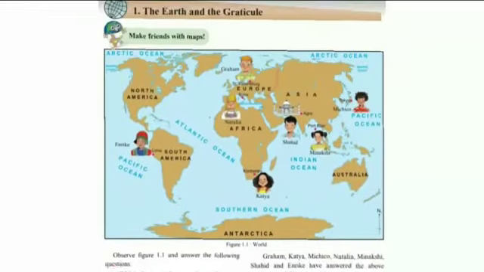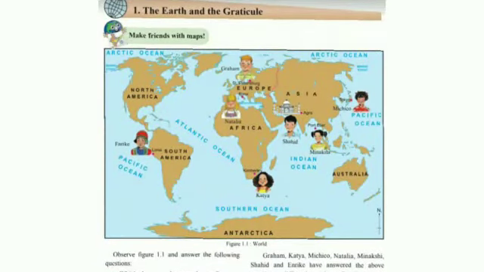Students, welcome. Today we are going to see the Earth and the Graticule. Lesson number 1 from our geography textbook, that is the Earth and the Graticule.